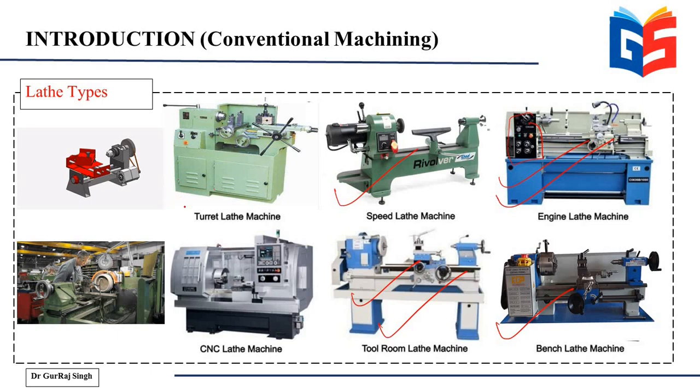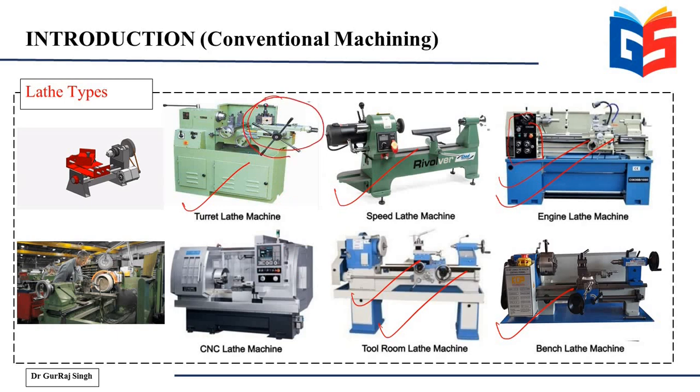Then you have a turret lathe machine. So a turret lathe machine's functionality is entirely the same as all the remaining lathe machines that are there. But the only difference is in terms of the tailstock assembly. Now, it does not have a tailstock.